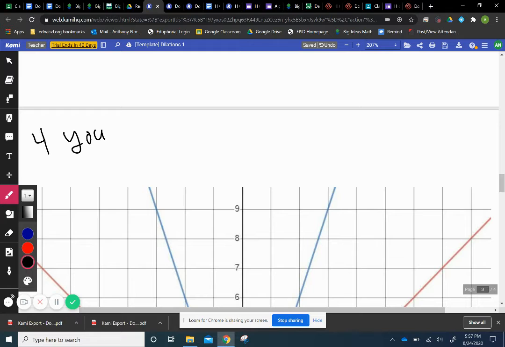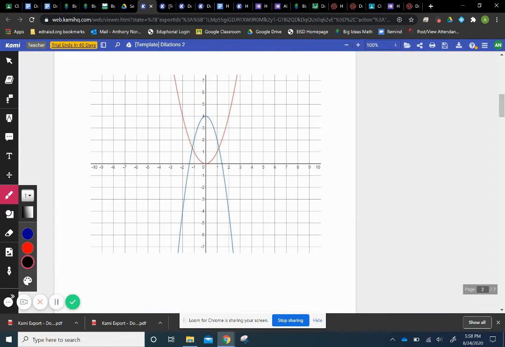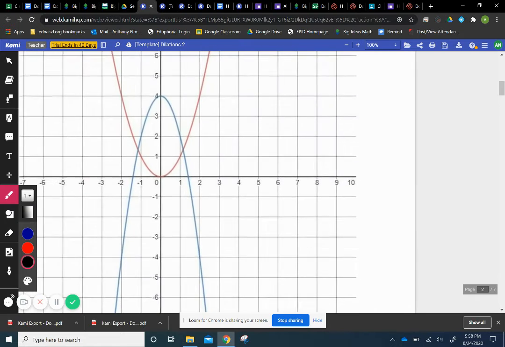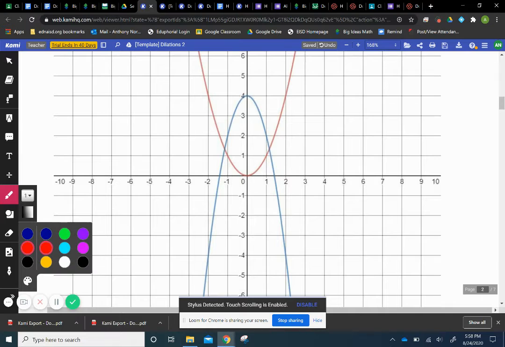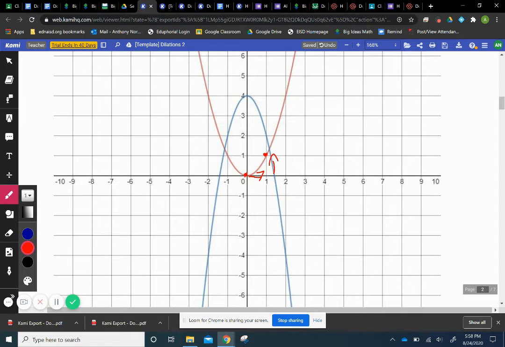So next we're going to look at another one of these. We have a little bit more movement going on. So which one's our parent function? The right one. How do we know? It's at the origin. We go over one, we go up one, and voila, it's there. So this is our parent function.